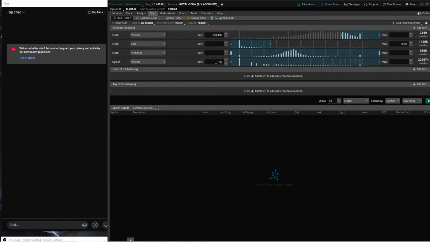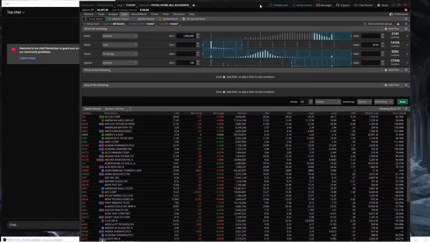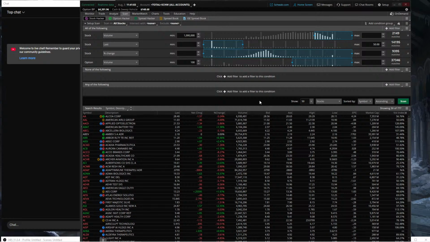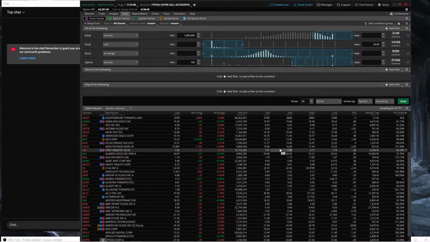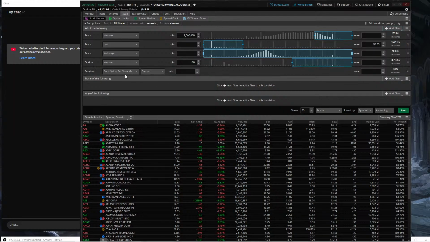Minimum, we want 100 in volume. It says scan. See what pops up. Get a lot of options. How many options do we get here? I get it. 777 stocks. Okay. So we could probably add another filter in here. Maybe a fundamental.